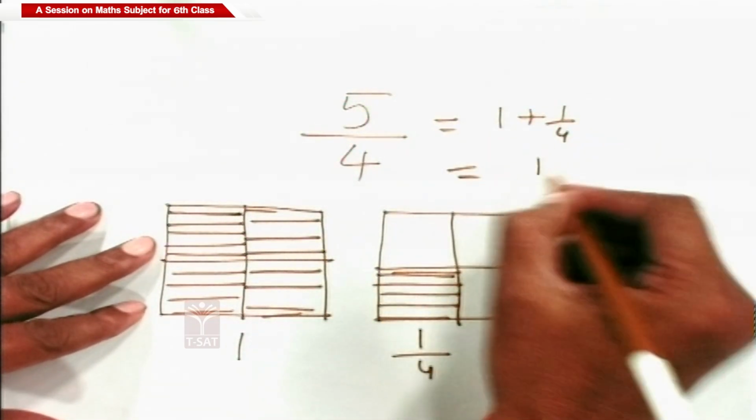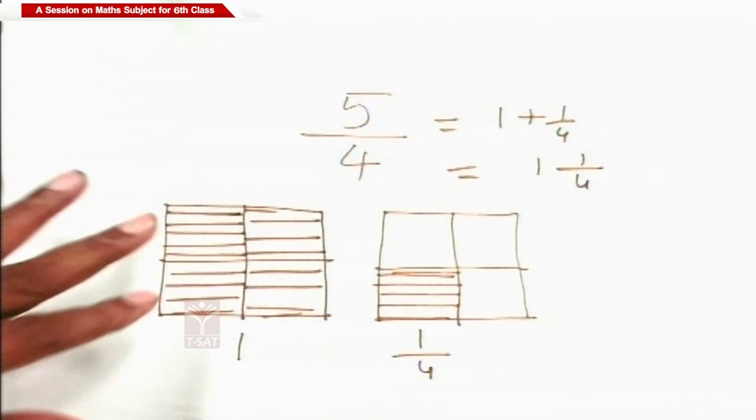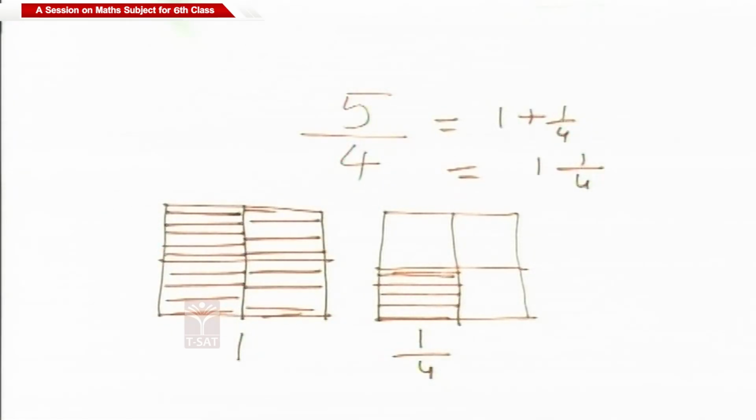What are we saying? We can write 1 by 4 as a mixed fraction: one whole and 1 by 4. Yes, one whole part and 1 by 4. This is the idea behind the conversion of mixed fractions.